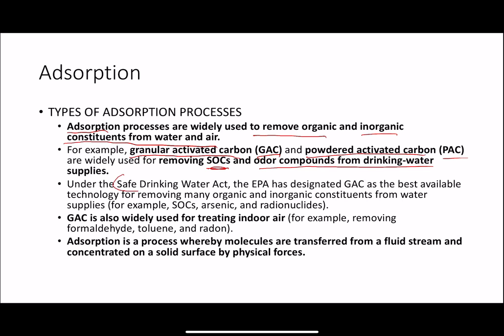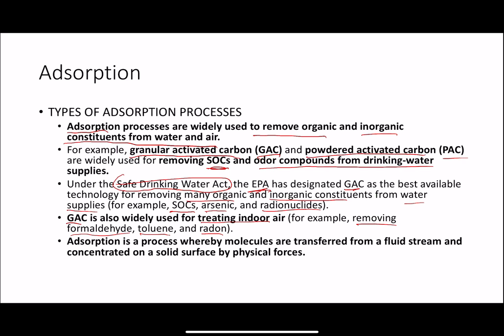There is a law in the US called the Safe Drinking Water Act. The Environmental Protection Agency has designated that granule activated carbon is the best available technology to remove many organics and many inorganics from water supplies. For example, it is a good technology to remove synthetic organic chemicals, arsenic, and radiological materials. Also, granule activated carbon is widely used to treat indoor air, for example, removing formaldehyde, toluene, and radon from air.